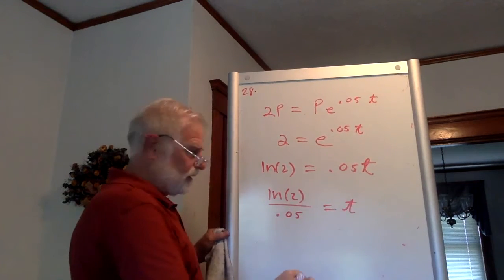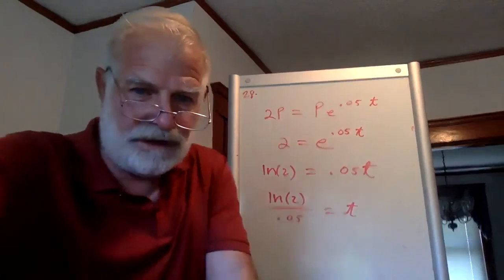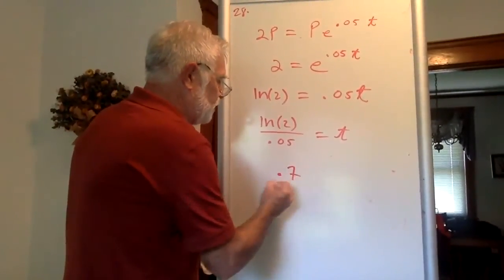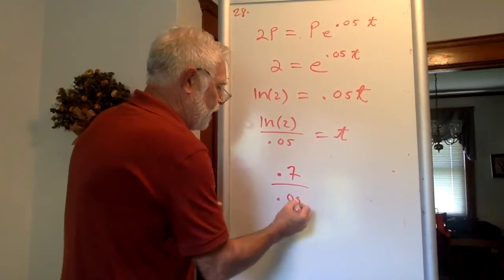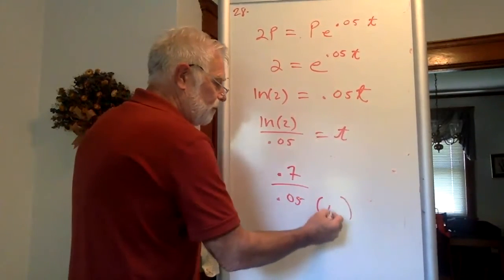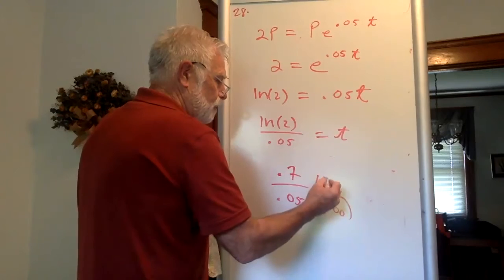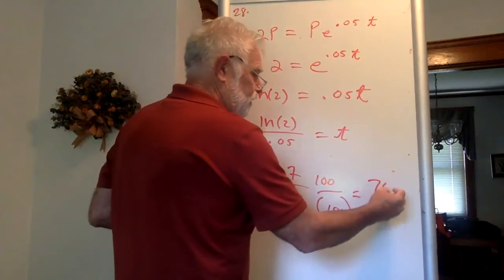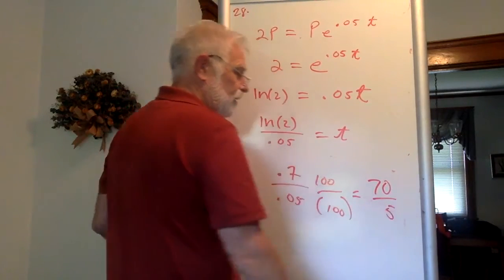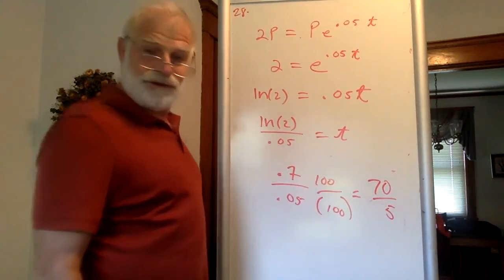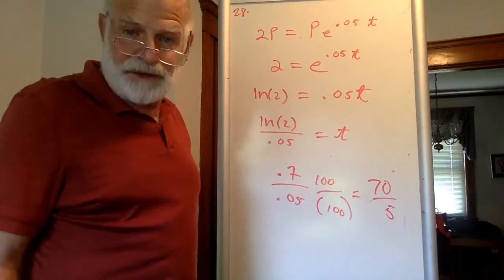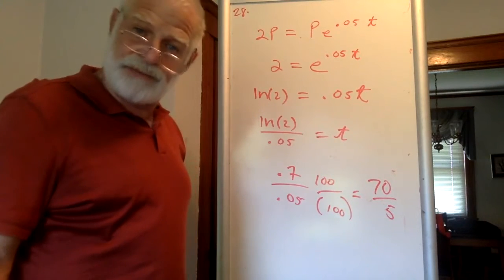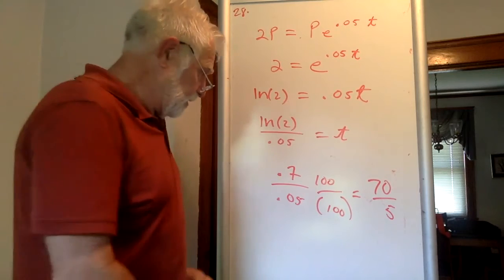Now we'll approximate. Okay, I think I'll put this down a little bit. There we go. So 0.7 divided by 0.05. All right, if I multiply everything by 100, get rid of the decimal, so that is equal to 70/5. Wow, it takes 14 years to double at 5%. Money gets doubled in 14 years at 5% compounding interest. Now let's take a look at our answer.